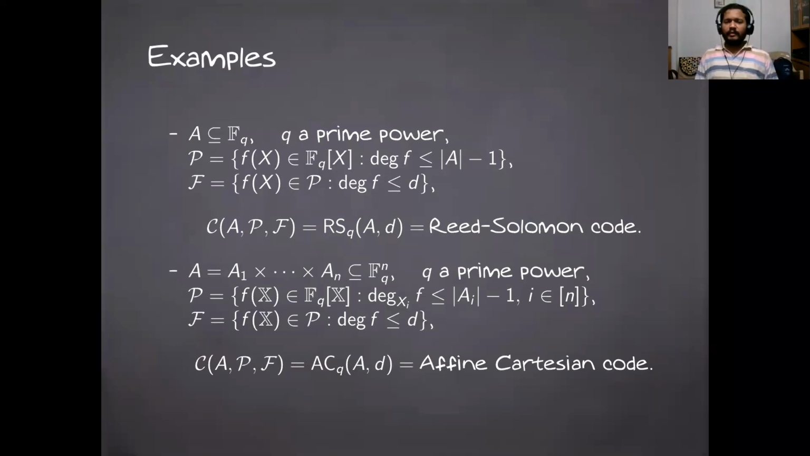So here, we don't pick an arbitrary subset of the n-dimensional space. Instead, we have to stick to picking a finite grid, a Cartesian product of finite sets. And once again, the restriction on the degree is individual. The degree in xi cannot be more than ai minus 1. This gives us unique representations.